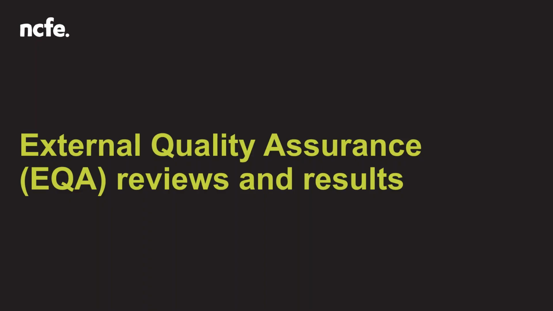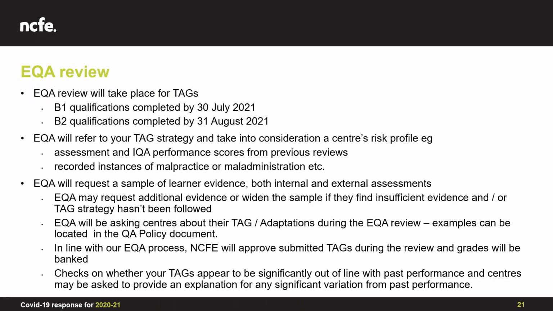Once tags have been submitted, an external quality assurance or EQA review will need to take place. If you haven't done so already, you should contact your EQA now to make any relevant arrangements. Following the submission of tags, the EQA review can take place. For B1 qualifications, these reviews will need to be completed by the 30th of July. For B2 qualifications, it would be the 31st of August.